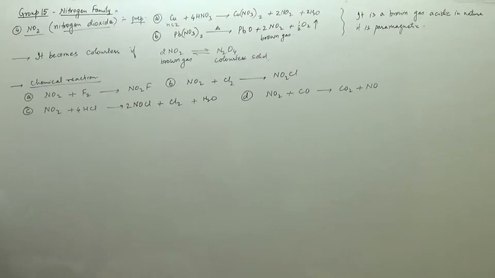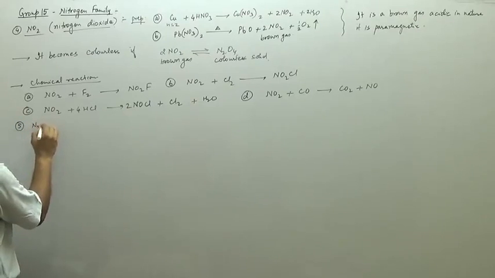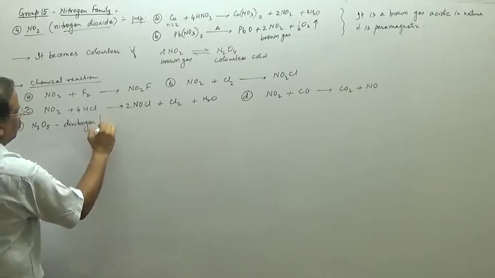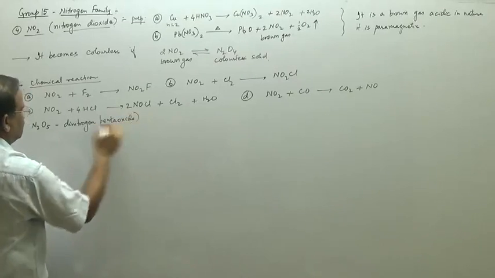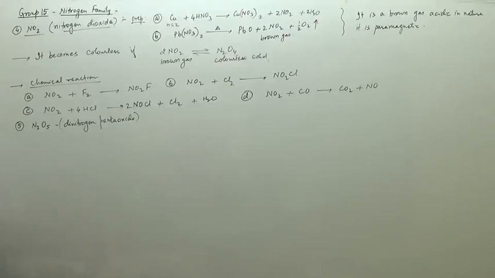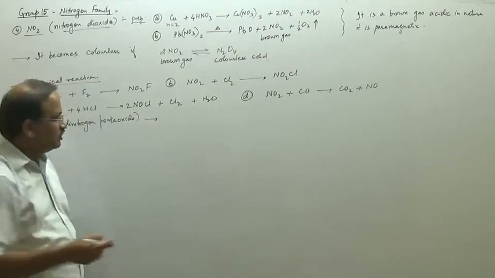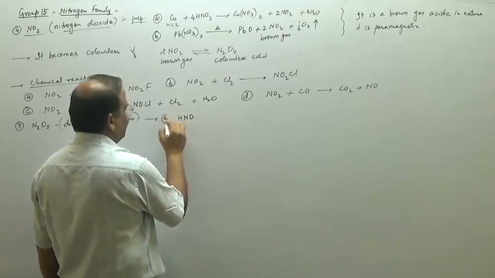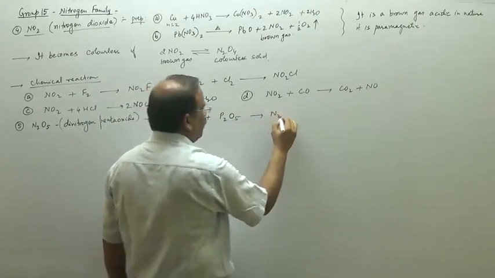Then we can write Dinitrogen Pentoxide, N2O5. Dinitrogen pentoxide is prepared by the dehydration of HNO3. That is the preparation method I'm going to write. So HNO3 when dehydrated with P2O5 converts into N2O5.